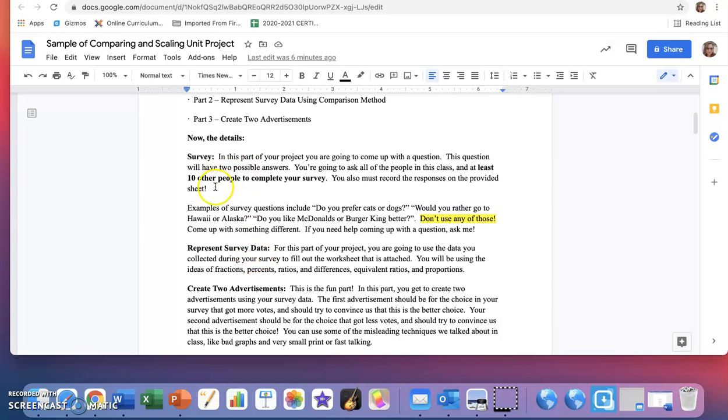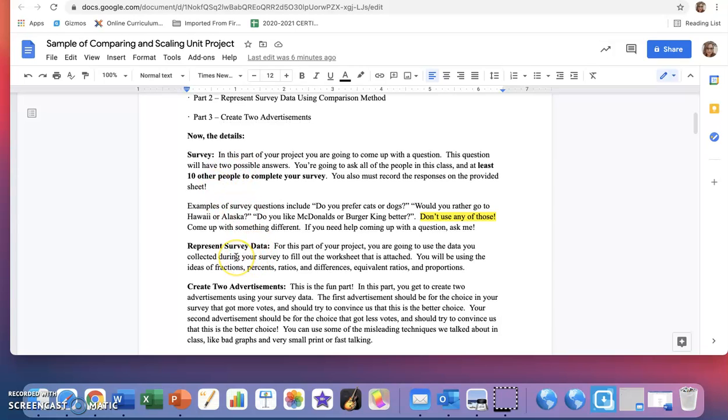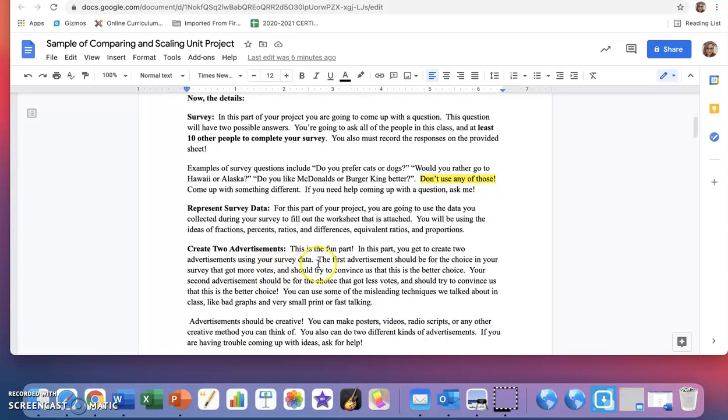When you are done with both part 1 and part 2, part 3 is a fun one. Okay, this here is where you create 2 advertisements using your survey data. So the first advertisement should be from the choice survey that you got the most votes, okay? And you're going to try to convince your public that this is the better choice based on the data that you have. Then your second advertisement should be the choice that got less votes. And right here, you're going to try to convince us that this is the better choice.